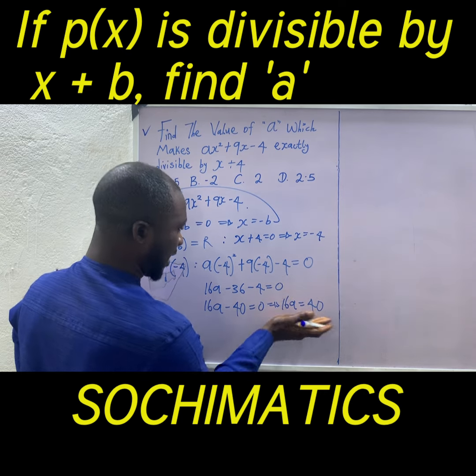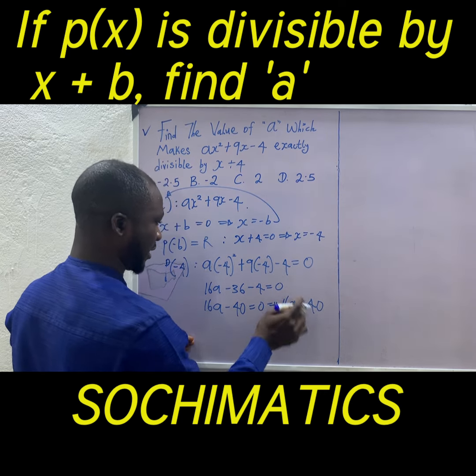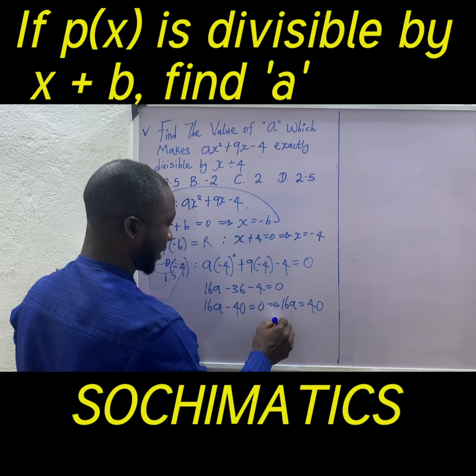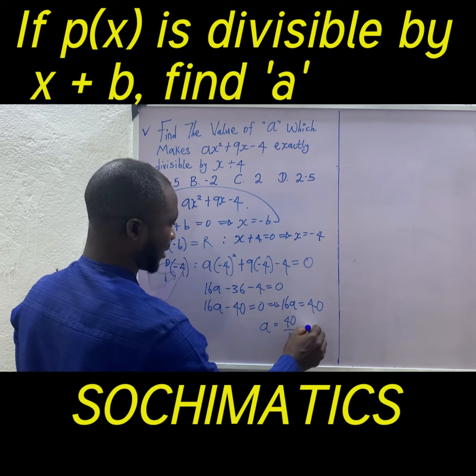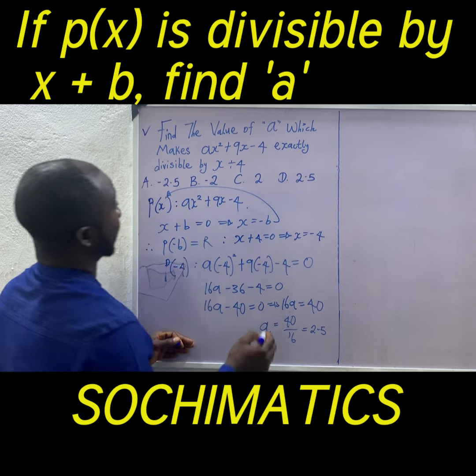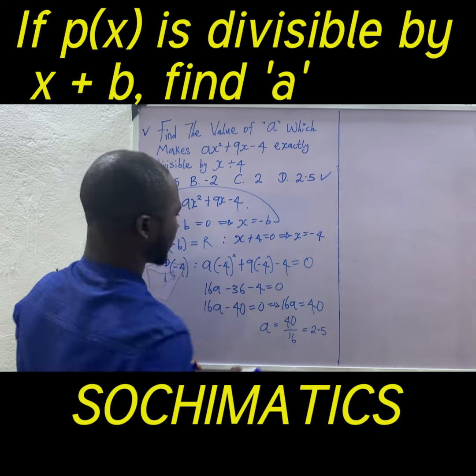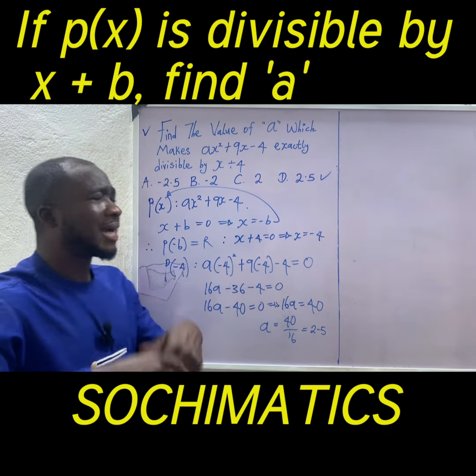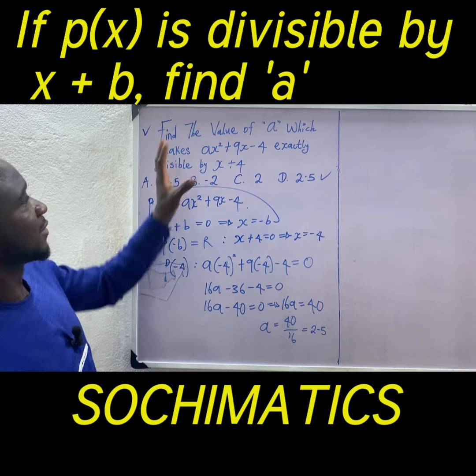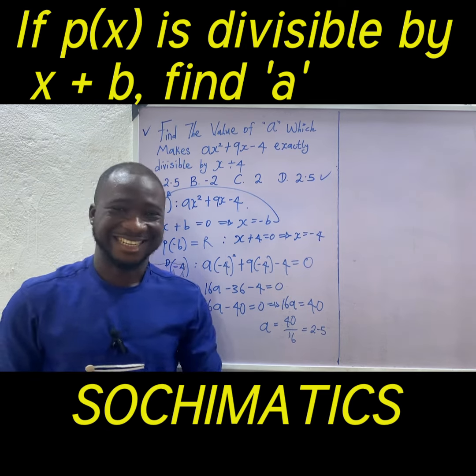And on dividing this equation by the coefficient of a, which is 16, we obtain that our a is exactly 40 divided by 16, which is exactly 2.5. And so the correct option here is D. This is how we use the remainder theorem to solve similar questions such as this.